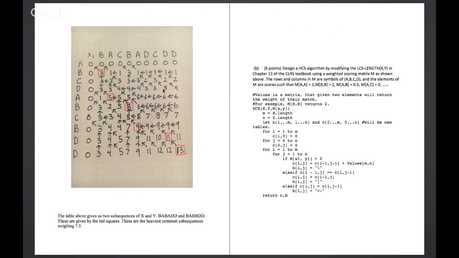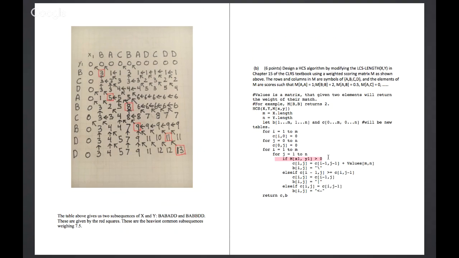So on the right side, I have the pseudocode. The pseudocode is very similar to what we saw before with LCS. I point out that matrix M is passed in, and given 2 values, it's going to return the weighted value of the match, excuse me. So that's pretty much the main change, besides the first if statement you see in the pseudocode.